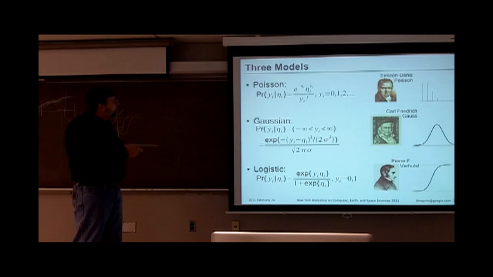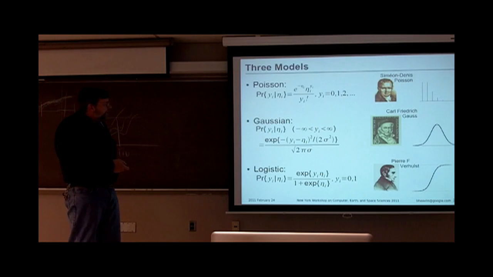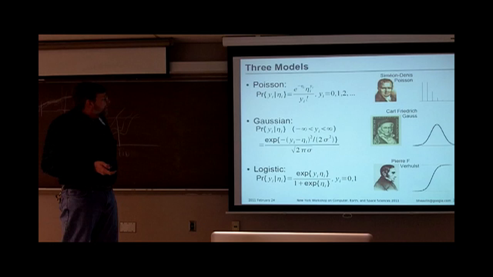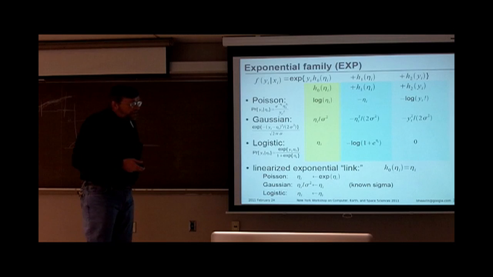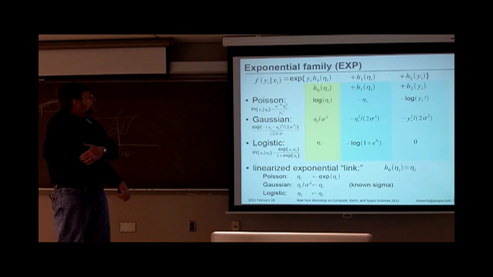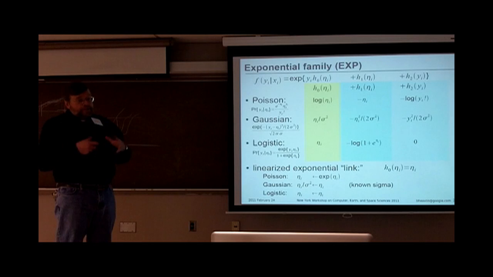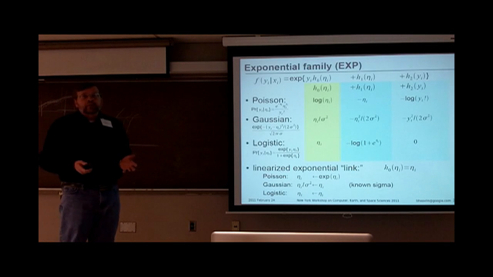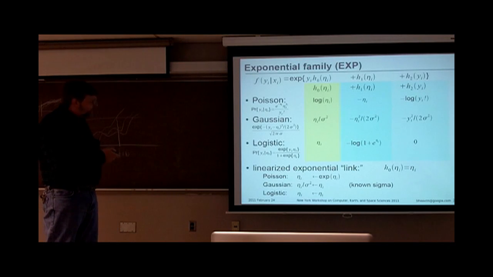So the Poisson is a distribution on integers. The Gaussian, of course, is over the real line, and the logistic distribution just has two states, 0 and 1, and the shape of the curve is this sigmoid. So the point of these models is they're pretty, and a few decades ago, it was recognized that the prettiness could put them into a single family, as one might expect. And so this is the so-called exponential family along here.